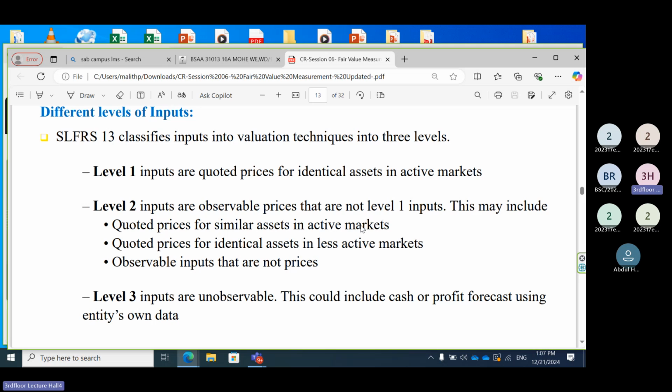Whatever the valuation, agricultural or land, building, tangible asset, business combination, or whatever asset you are doing the valuation for, evaluate that and give the level. Level 1, level 2, level 3. So how are we going to decide it? Based on the observable and unobservable inputs.